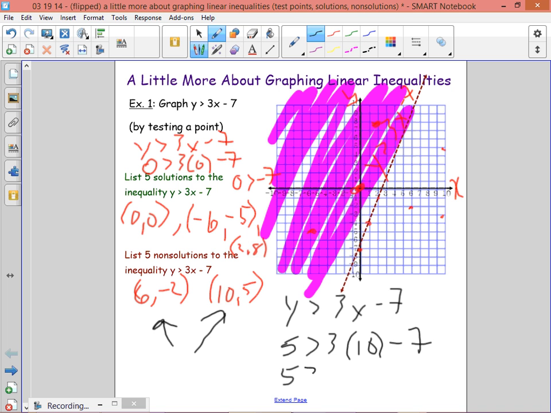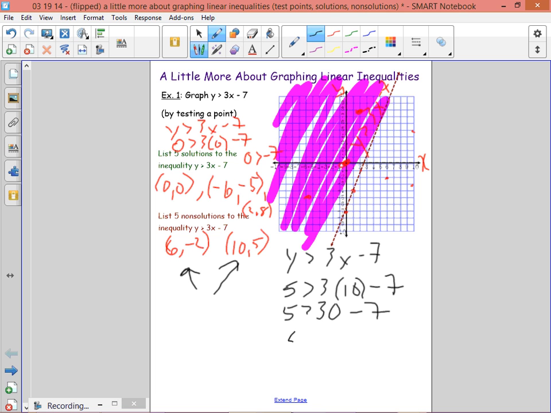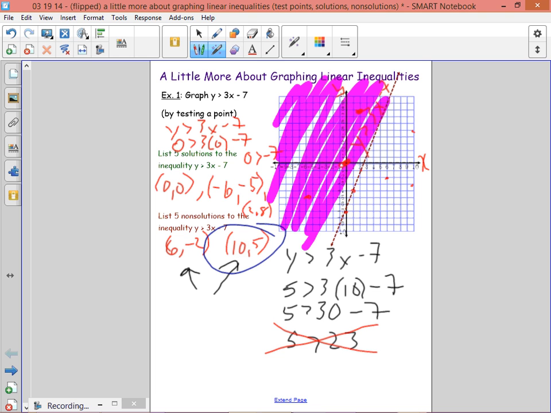5 is greater than 30 minus 7. So 5 is greater than 23. Is 5 greater than 23? Absolutely not, because the point 10, 5 was not a solution to this inequality. So you will get false statements for non-solutions. You will get true statements for solutions.